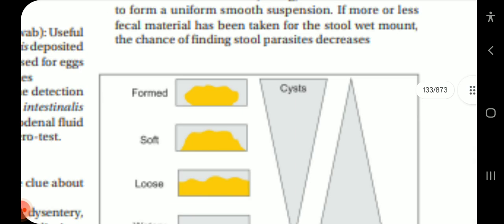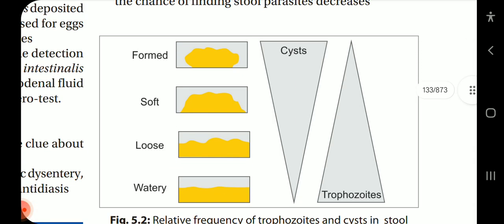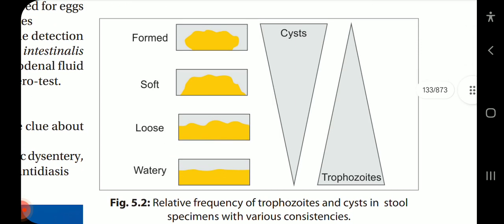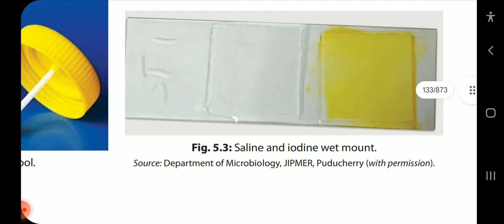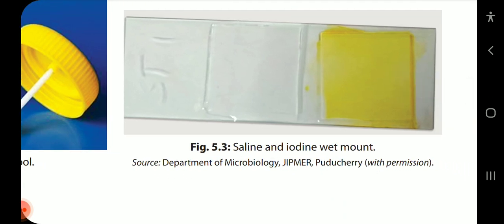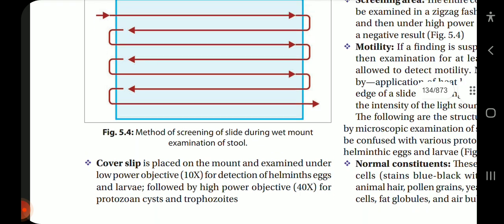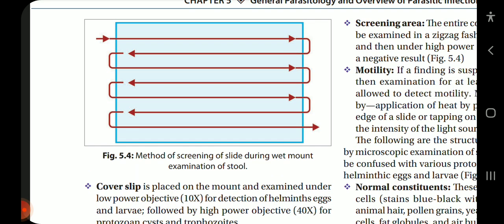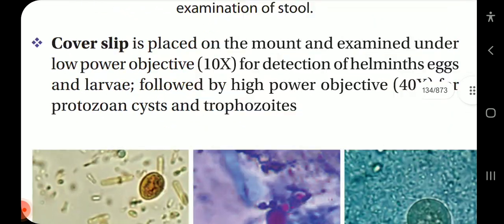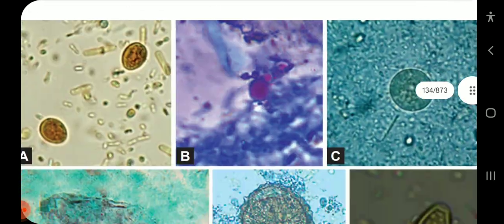decreases. In this diagram, we see the comparative availability of cysts and trophozoites. As we go from firm to soft to loose to watery stools, the number of cysts decreases while trophozoites increase. And this is the saline iodine wet mount of stool examination. This is the method of screening of the slide during wet mount examination of stool. The coverslip is placed on the mount and examined under low power objective 10x for detection of helminth eggs and larvae, followed by high power objective 40x for protozoan cysts and trophozoites.